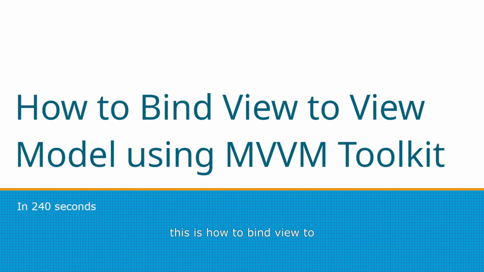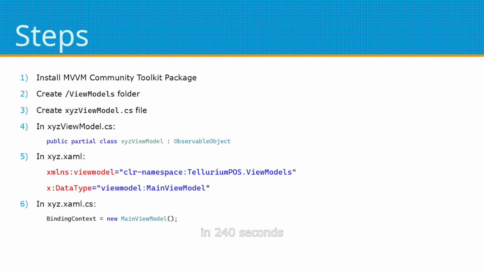And this is how to bind view to view model using the MVVM Toolkit in 240 seconds. So the first step is to install the package using NuGet, and then we can create a view models folder if you want, or else you can just put it in the root directory. And then we have to create a view model file, and in that file we have to modify it to a public partial class, inheriting from the ObservableObject from the MVVM Toolkit.